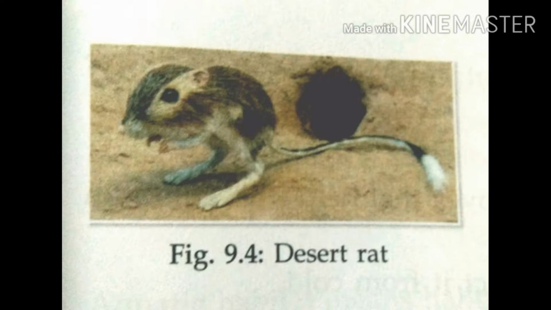And this desert rat has very short upper legs and very long hind legs, and it hops like a kangaroo. That's why we call it a kangaroo rat, because it hops like a kangaroo. Desert rats are also called kangaroo rats.